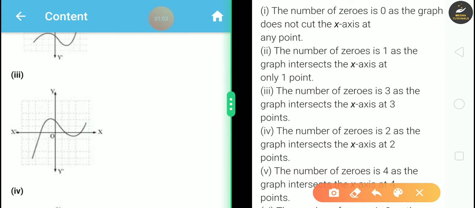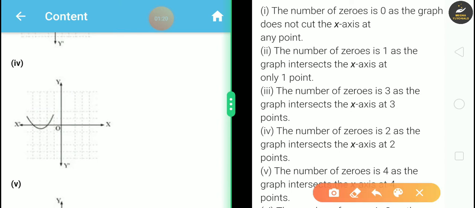Question 3. In this case, the graph is intersecting the x-axis at 3 points, 1, 2 and 3. Therefore we can write the number of zeros is 3 as the graph intersects the x-axis at 3 points. Question 4. Here we can see there are two intersection points, therefore we can write the number of zeros is 2 as the graph intersects the x-axis at 2 points.